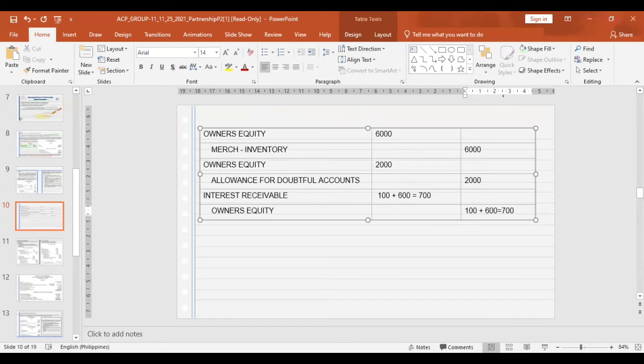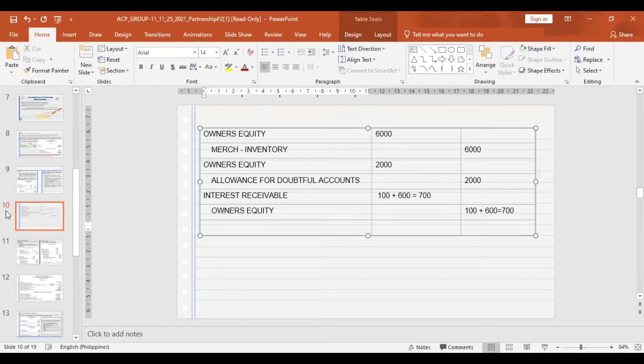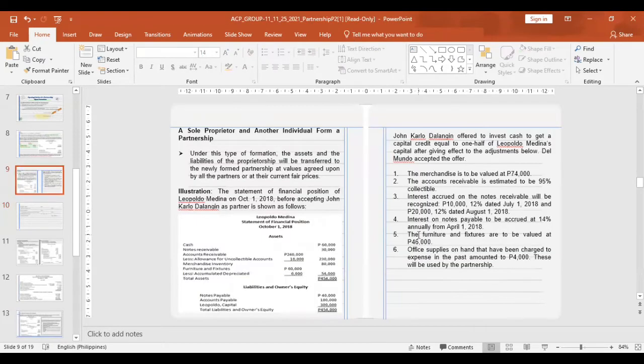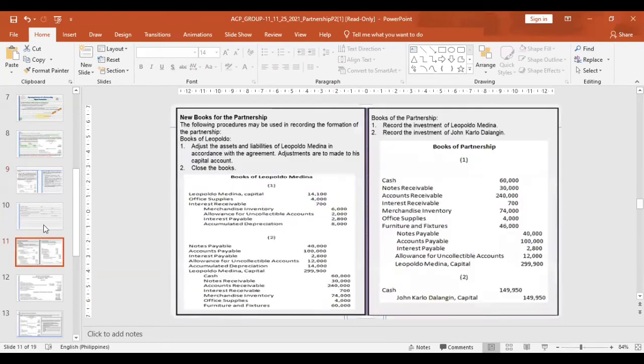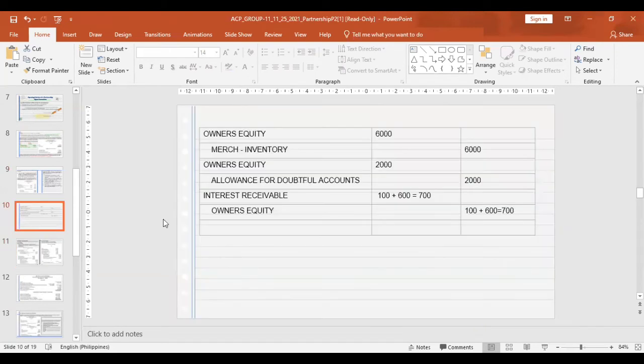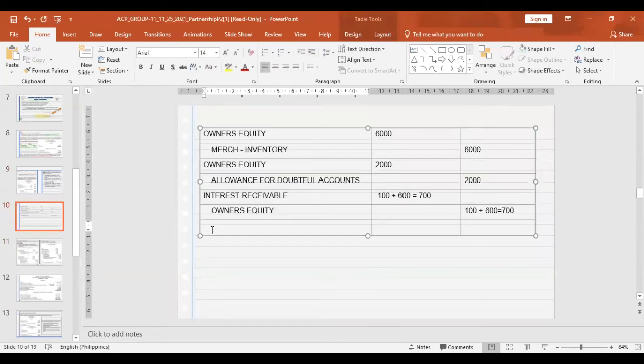So, yan, 700. Yan yung increase. Ito naman, number 4, interest on notes payable to be accrued at 14% annually from April 1. So, yung notes payable doon na 40,000 is 14% annually na interest. So, dated siya from April hanggang October. So, mag-entry tayo dyan ng interest payable. Di ba?